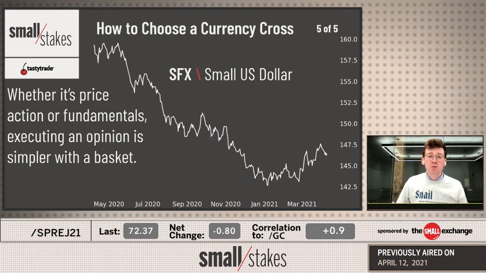So, how do you choose a currency cross? Well, whether you're looking at price action, fundamentals, or whatever your opinion might come from, it's really simpler to start with a basket. Of course, you can get more specific as you get more comfortable in this space, but I would advocate, when looking at what currency cross to choose, not choosing any of them. Just choose a basket, in the same way you go to the S&P or the NASDAQ instead of choosing a single stock. And the small US dollar has that exposure for you.